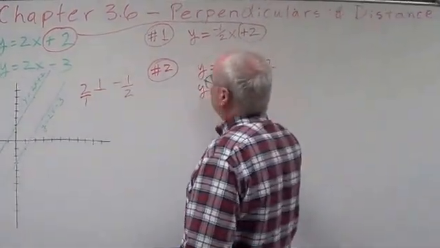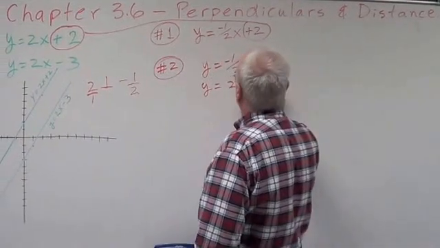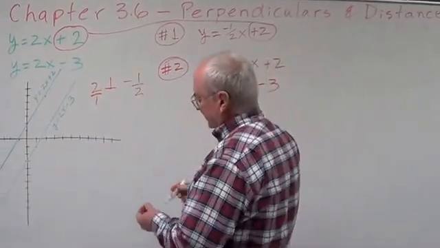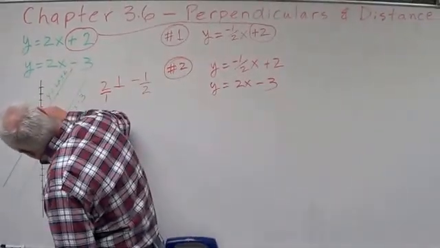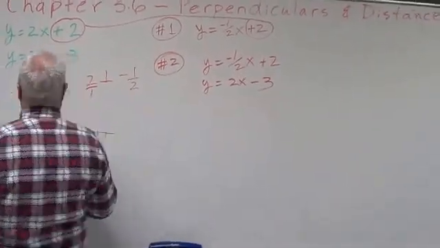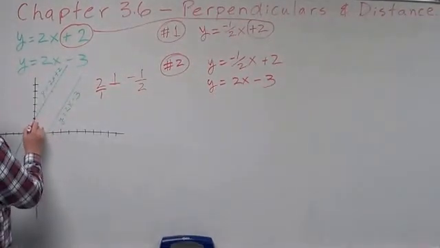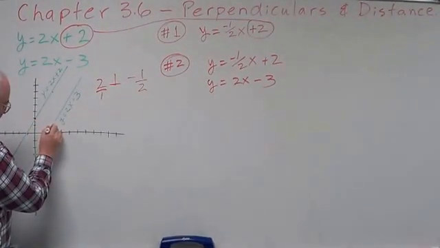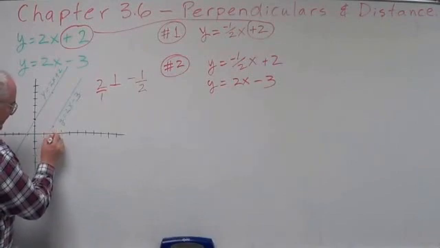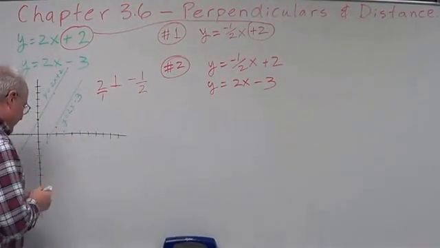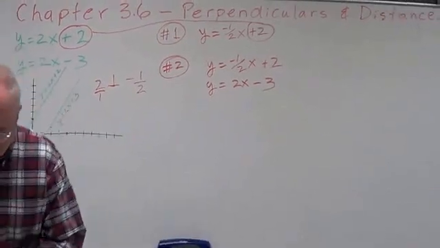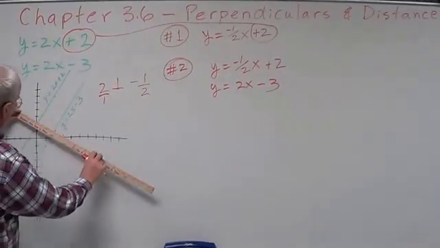So let's put both equations down, 2x minus 3. Now why? Simply because what we want to do is we've created this right there, and we're going to go down 1 and over 2. So it's going to be right there, down 1 and over 2. Okay? All right, and so that's what that one's going to look like. Let's go ahead and graph it. So we have it on there.